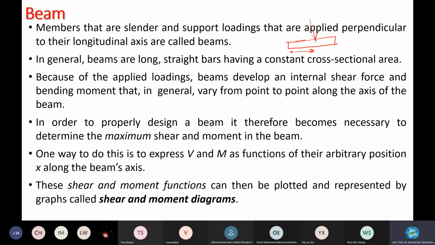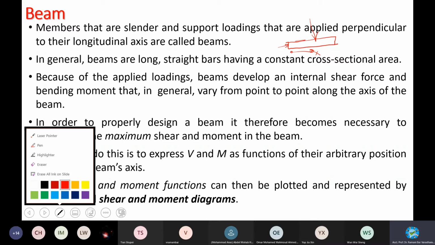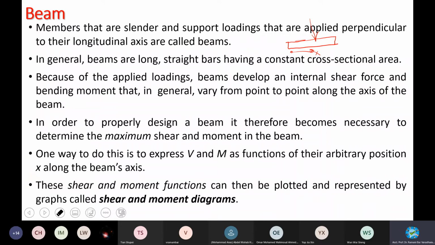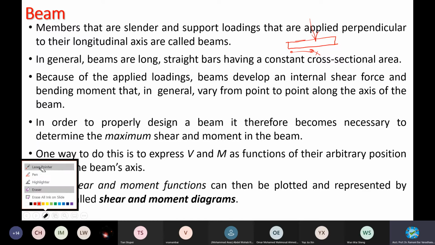It is longer in the x direction and loaded in the perpendicular direction. Last time it was axially loaded. This time it is in the perpendicular direction. It is not loaded in this direction. It is loaded perpendicular, and then it is called a beam. When the loading is parallel to the cross section, but perpendicular to the longitudinal section, then it is called a beam. Or if any member is longer in one direction compared to the other two directions.